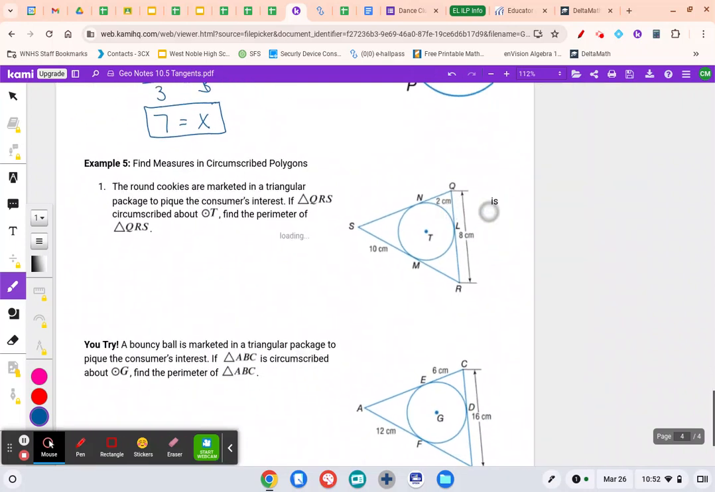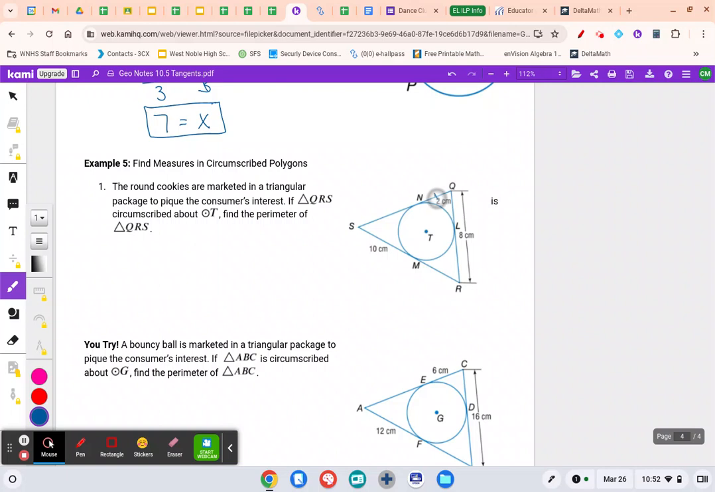Okay, example 5, last type for today. Find the measures of the circumscribed polygon. So notice there's triangles around each of these circles. And here's the story. It says the round cookies are marketed in a triangular package to pique the customer's interest. If triangle QRS is circumscribed about circle T, find the perimeter of triangle QRS.